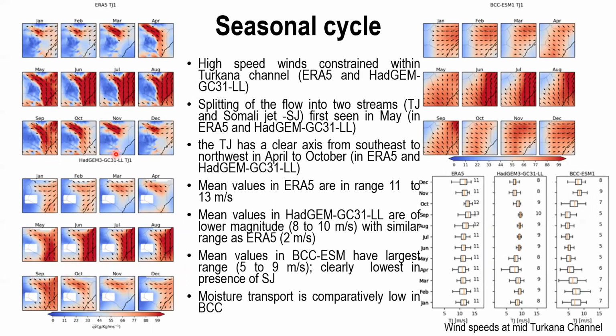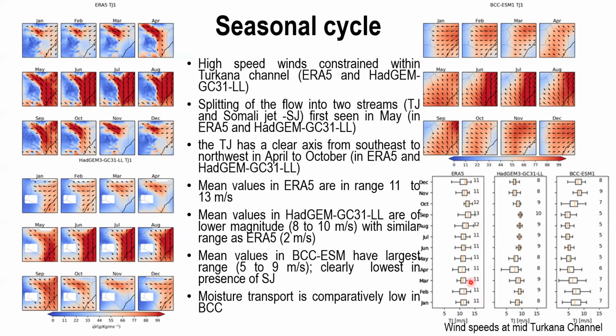So what we see here is the seasonal cycle, showing that we have this splitting of flow to form the TJ and the Somali Jet, well seen in ERA5 and the HadGEM, but not in the BCC model. When you pick a point within the Turkana Channel, you see that values in ERA5 and HadGEM are more comparable all through the year.